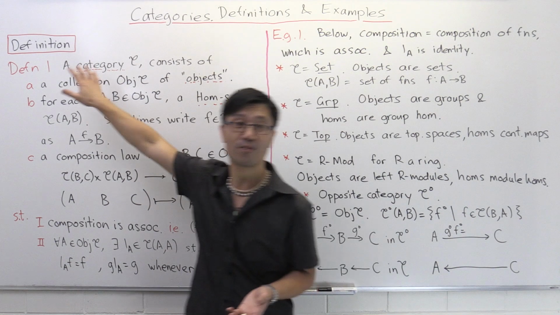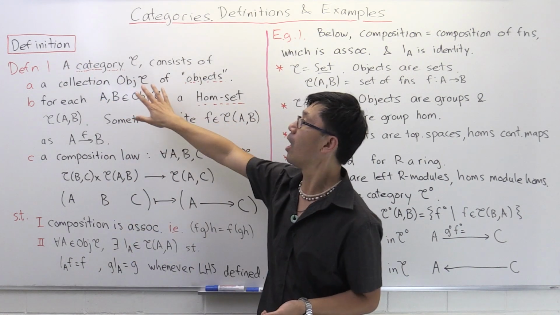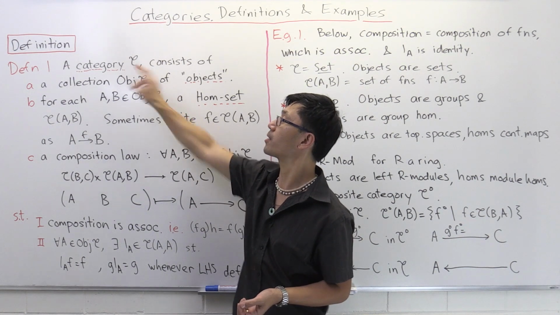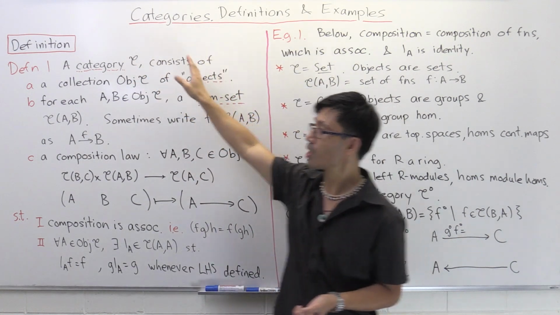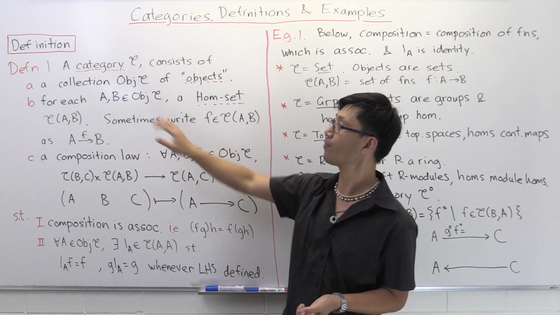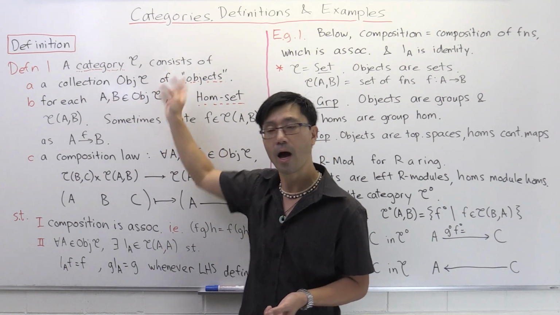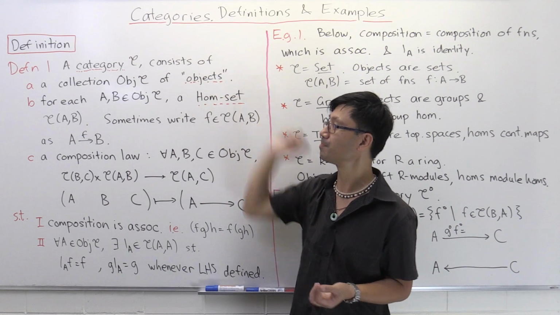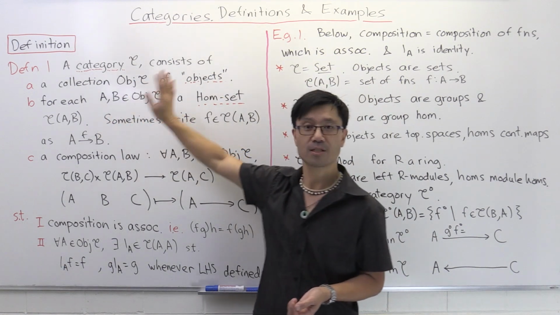Okay, so let's give the definition of a category. A category, often denoted with some script symbol like the script C here, concerns three pieces of data. The first one is a collection of objects, so that's ob C. The elements of this are called objects. That's the first piece of data.